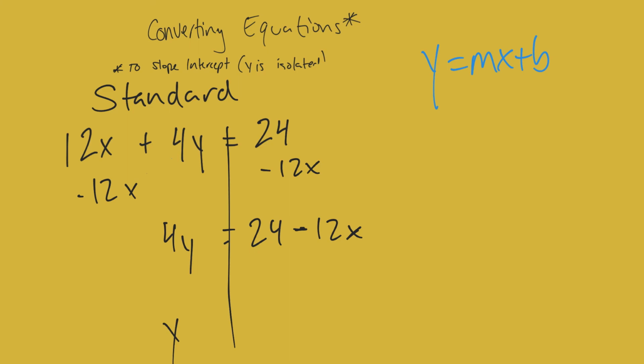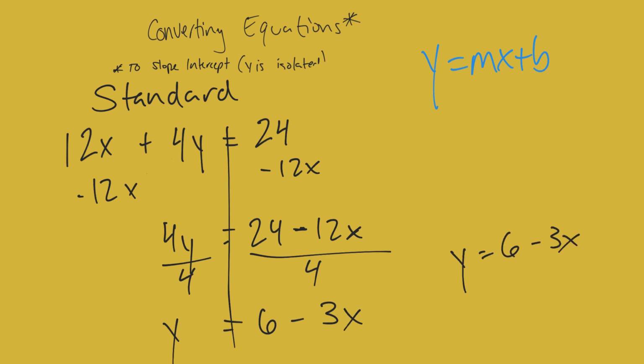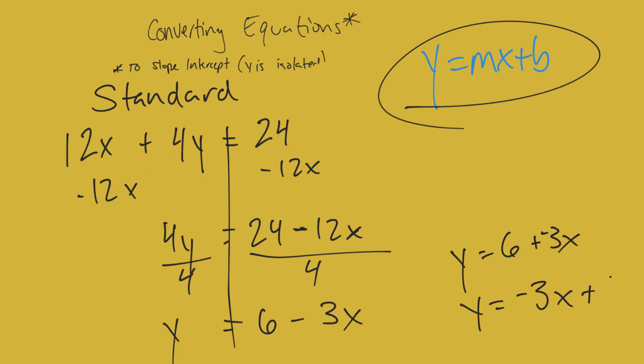So now to get y isolated, I simply have to divide both sides by 4. But if I'm dividing this entire side by 4, I need to divide all terms by 4. So that's 24 divided by 4 equals 6, minus 12x divided by 4, 3x. So now I get an equation of y equals 6 minus 3x. And if I'm looking for y equals mx plus b form, I can switch these around as long as I'm comfortable knowing what's negative. So I could say y equals -3x plus 6.